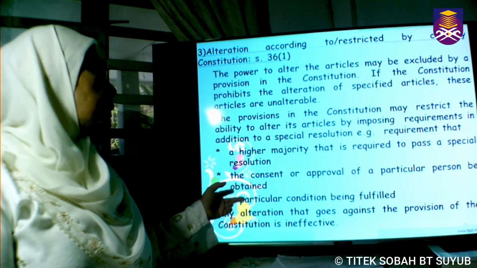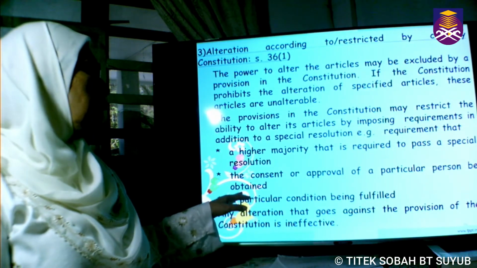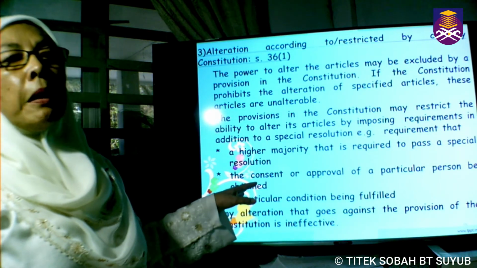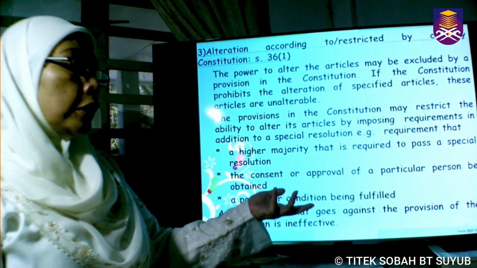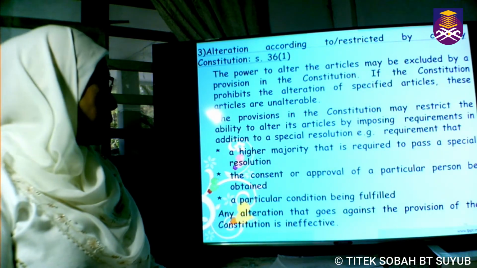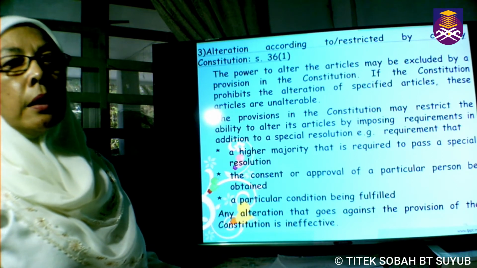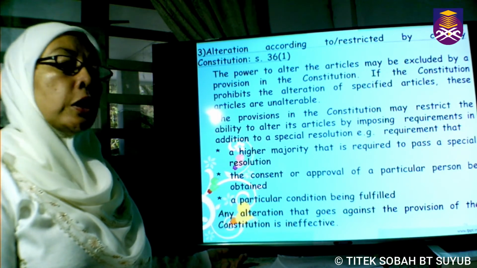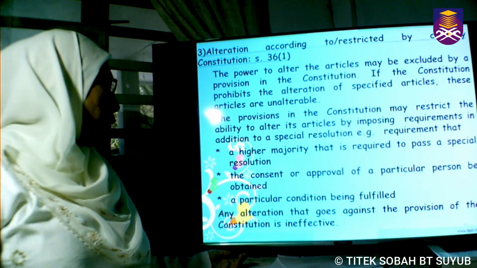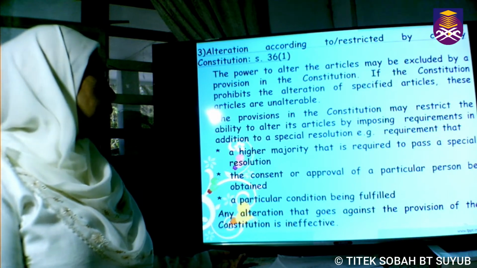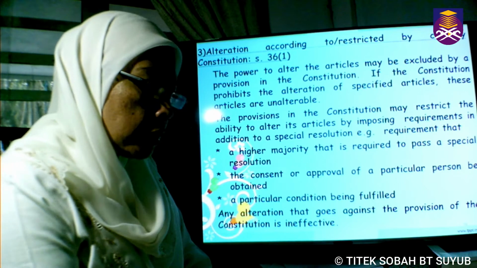Or the constitution says that before it can be amended or altered, it needs the consent or approval of a certain person. Maybe the approval of JKR, let's say, because this is an engineering company. They need to obtain approval from JKR, or certain particular conditions need to be fulfilled. Under this situation, fulfill that condition. Before it can be altered, the company needs to obtain a certain license, special license, whatsoever. They need to do that. So if the alteration is against this, then the alteration is not effective.